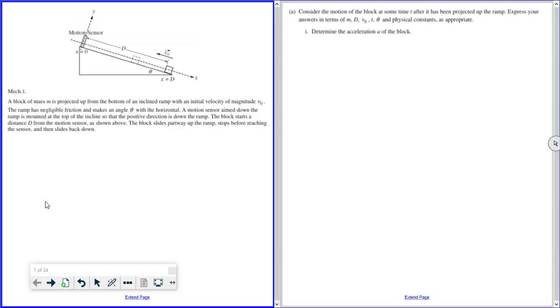All right. Yeah, that's where the sensor is. You're measuring the distance from the sensor. So the object begins at a position D units away from our motion sensor. Because then you'll smash it.